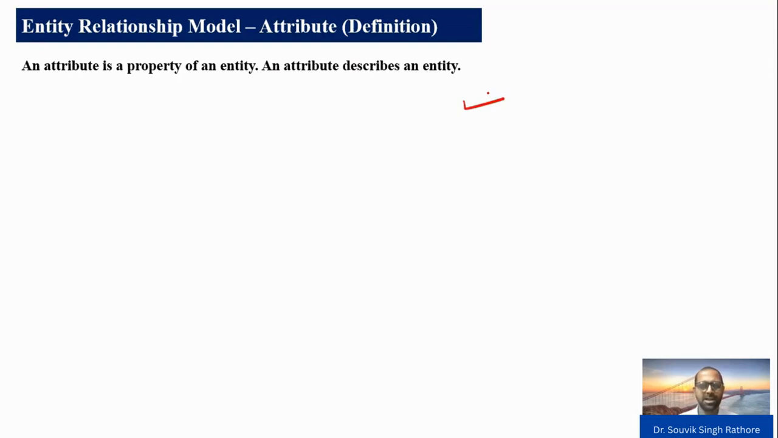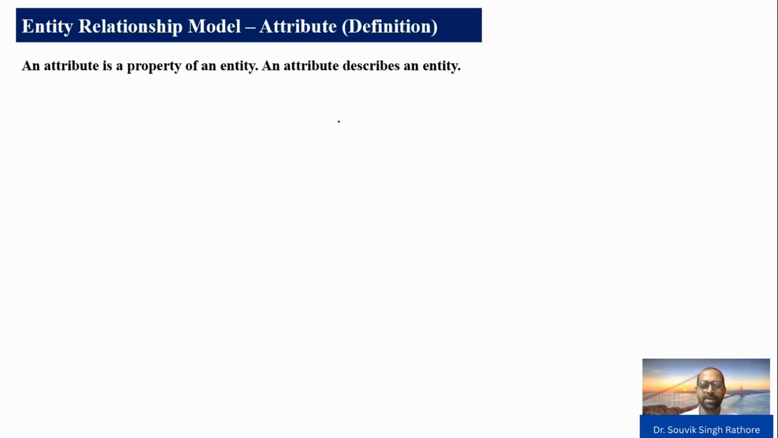For example, the student entity type. So what can be the attributes? Attributes can be roll number, name, gender, phone number, age, etc. Imagine your college asks you to fill an admission form. They don't ask only about your name. So they will ask about your address, your phone number, your parents' phone number, your email ID, your gender, your date of birth, etc. So these pieces of information describe you, and hence they are called attributes.